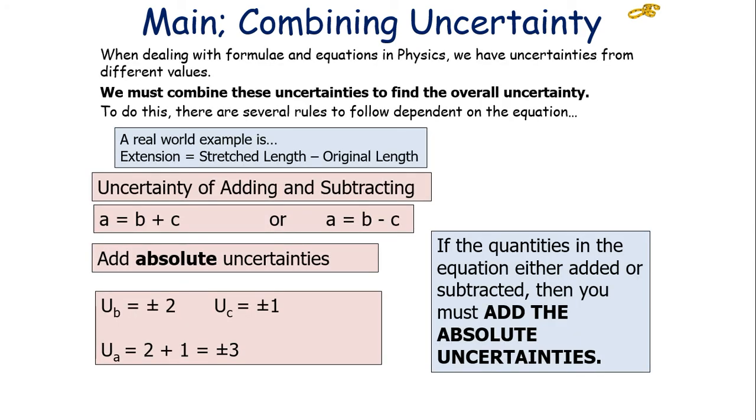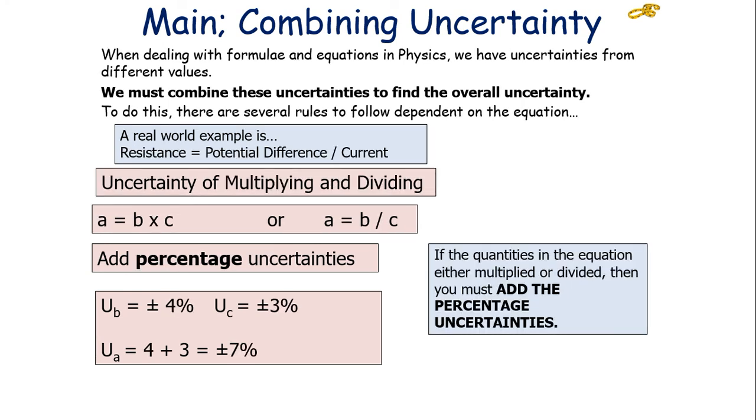The first rule is if the equation includes a plus or a minus, an addition or a subtraction, you have to add the absolute uncertainties. Say, for example, extension equals stretched length minus original length, and let's say the stretched length had an absolute uncertainty of plus or minus 2 and the original length had an absolute uncertainty of plus or minus 1. Well, you add the two values regardless of whether it's an addition or a subtraction, and therefore you get plus or minus 3 as your absolute uncertainty.